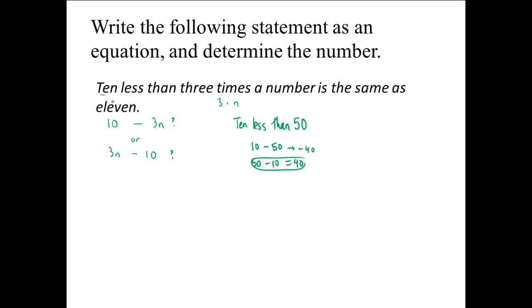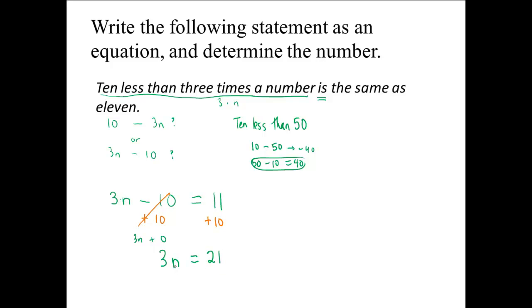So 10 less than 3 times a number, the order gets switched around and 3 times a number is written first. So we have 3 times a number, 3n, minus 10 is, means equals, the same as 11. So 3n minus 10 equals 11. Our first step is to add 10 to both sides of this equation. Negative 10 and positive 10 is 0. And we have 3n plus 0. That's the same as 3n equals 11 plus 10 is 21.